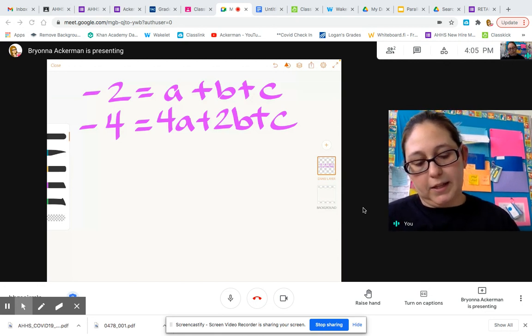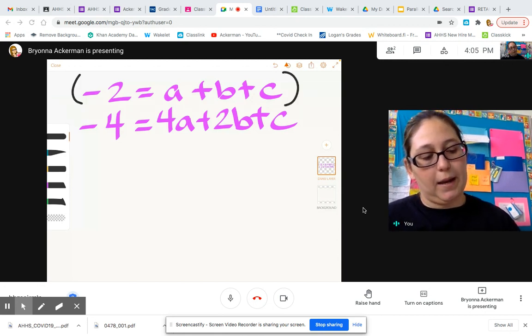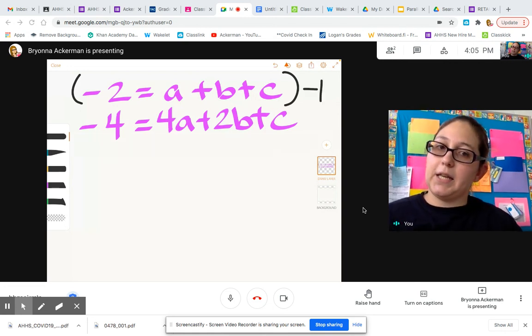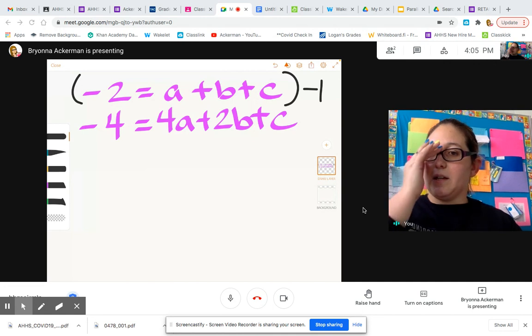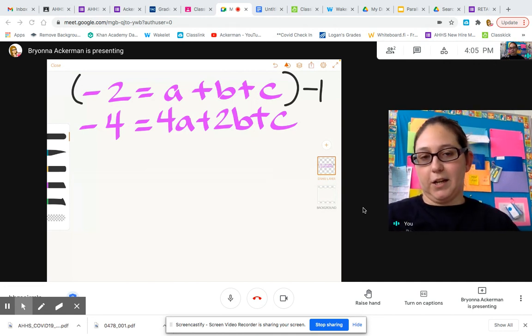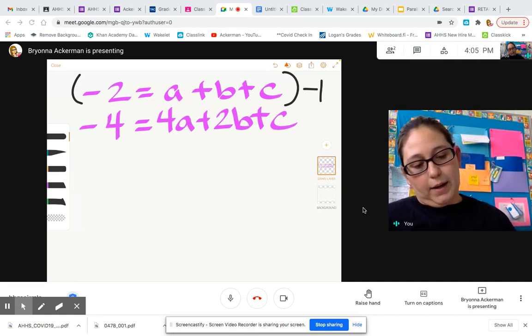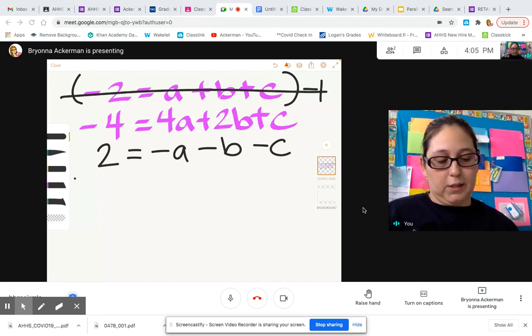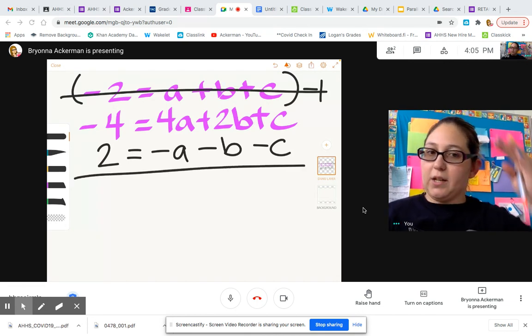I'm going to multiply the entire first equation by a negative 1, because if I do that, that'll give me a negative c, and I want that to cancel out the positive c on the second equation. So a negative 1 times a negative 2 will now give me a positive 2. And then I'll have a negative a, negative b, and a negative c. Now I'm going to use the elimination process between those, so I just combine down.